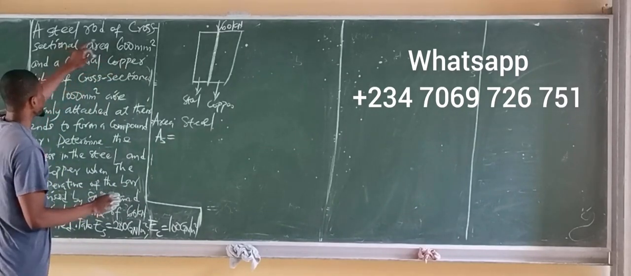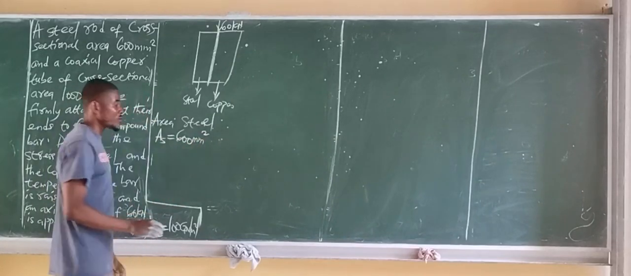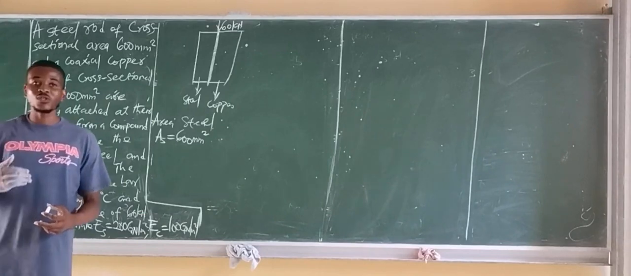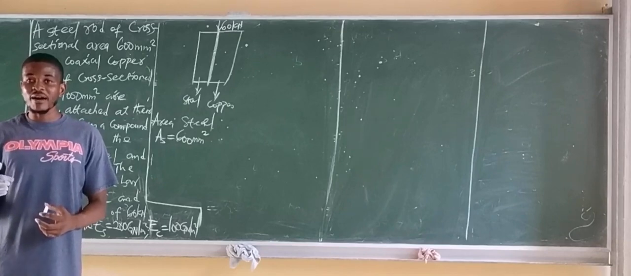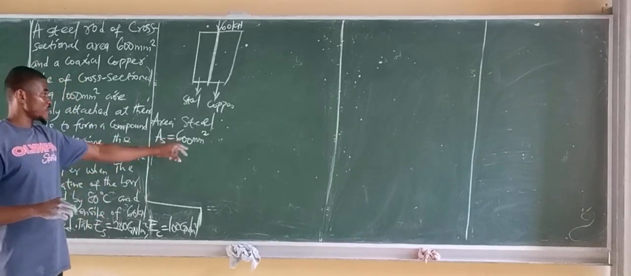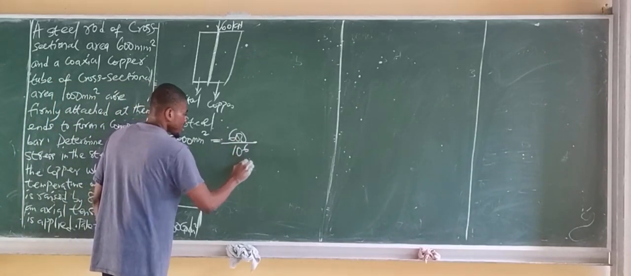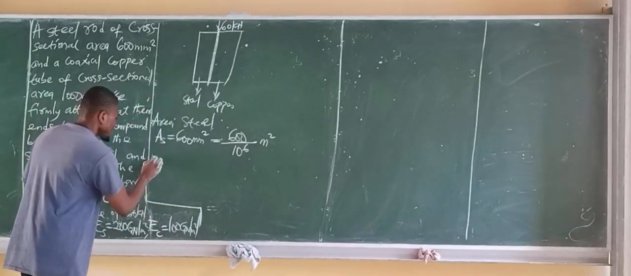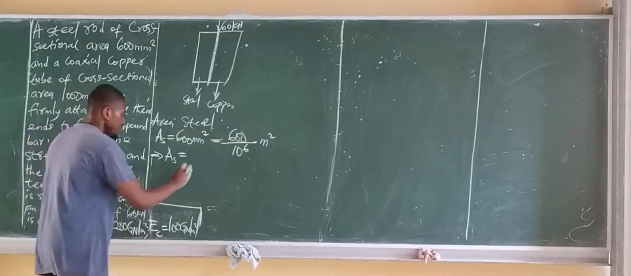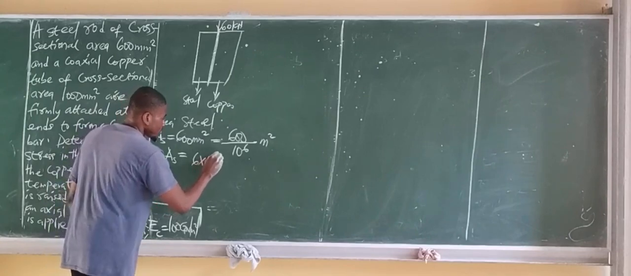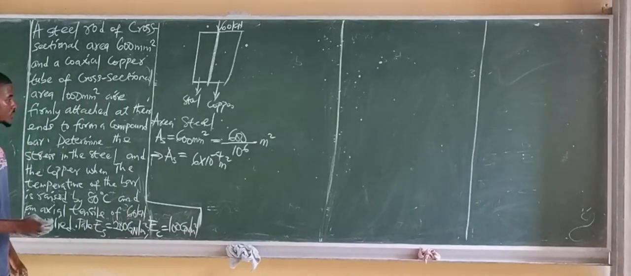600 millimeters squared, a steel rod of cross-sectional area. But the unit of area is actually meter squared. So to convert 600 millimeter squared to meter squared, simply divide by 10 raised to the power 6, that's divide by 1 million. This will give us meter squared. So the area of steel is equal to 600 divided by 10 to the power 6, which is 6 times 10 to the power of minus 4 meter squared. That's the area of steel.